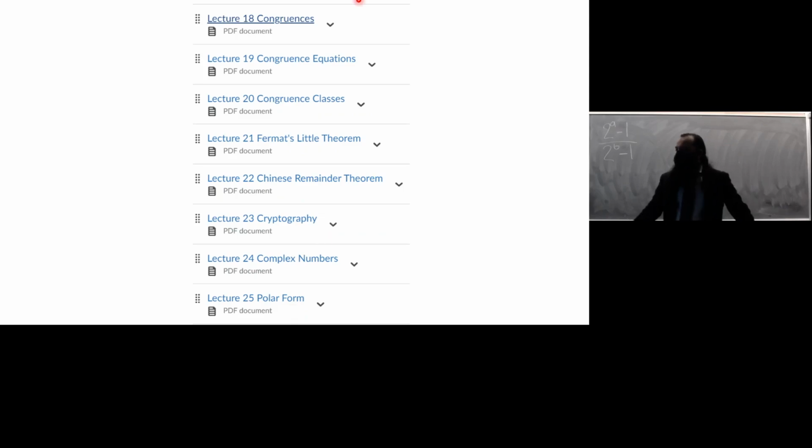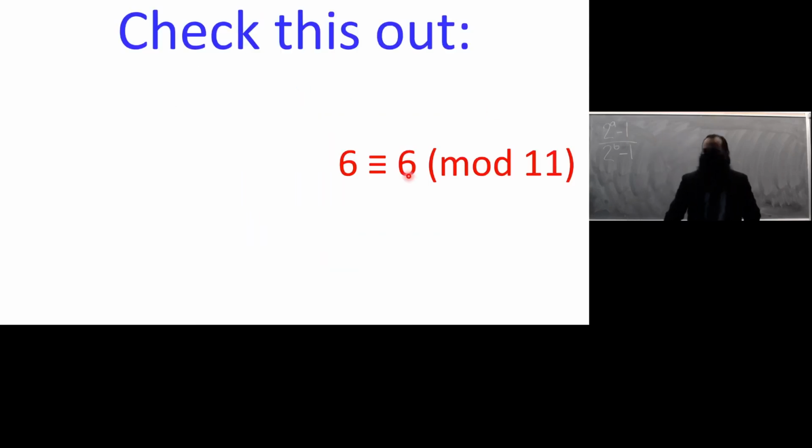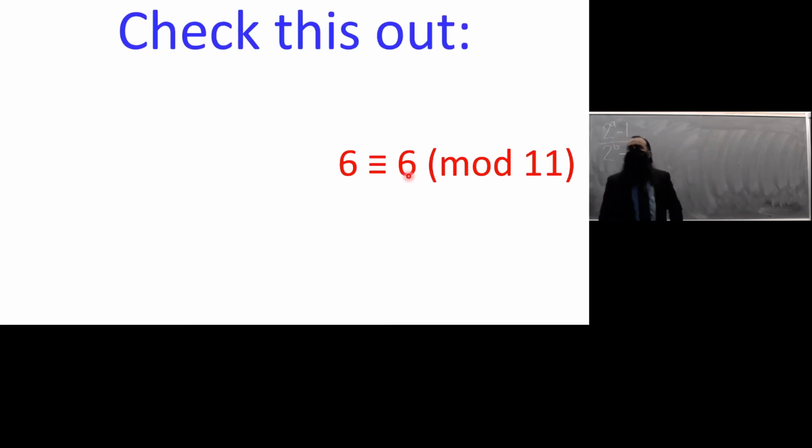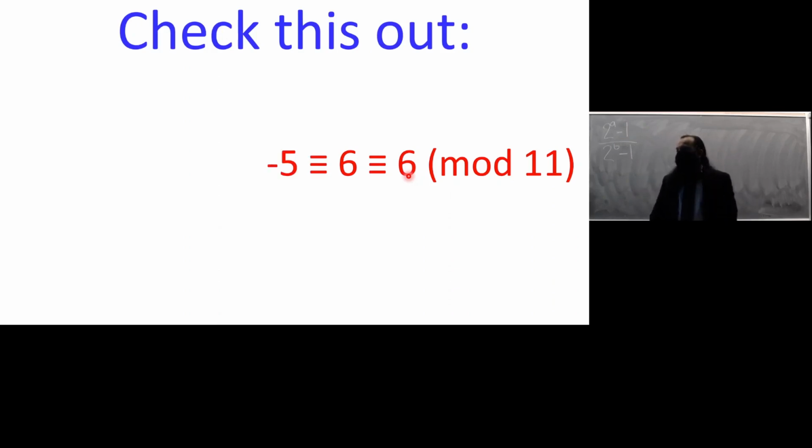Okay, now I'm going to do congruences. I already did congruences. I'm going to do congruence classes. So I'm going to teach you what that is. Now check this out. 6 is congruent to 6 mod 11, right? Because 11 divides 6 minus 6. Okay, 11 divides 0. Good. Minus 5 is congruent to 6 mod 11.